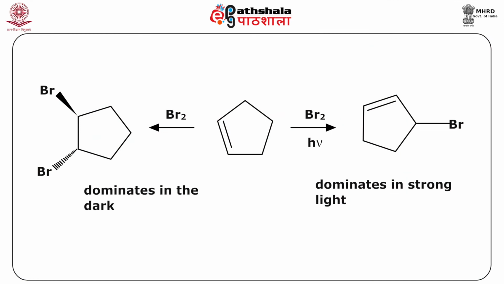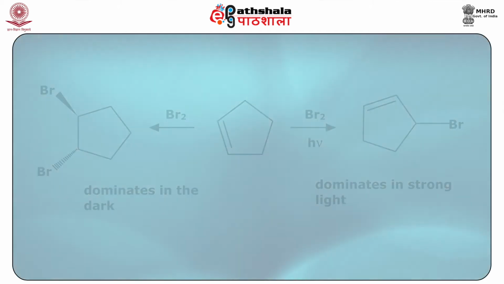In case of alkenes, they can react with bromine either by an electrophilic addition reaction to give 1,2-dibromoalkanes, or by a free radical substitution reaction giving 3-bromoalkenes, as depicted below for cyclopentene. 3-bromoalkene is an allylic product. Of these, the former reaction takes place in the dark and the latter in the presence of strong light.